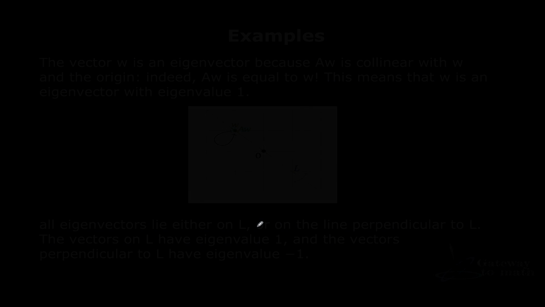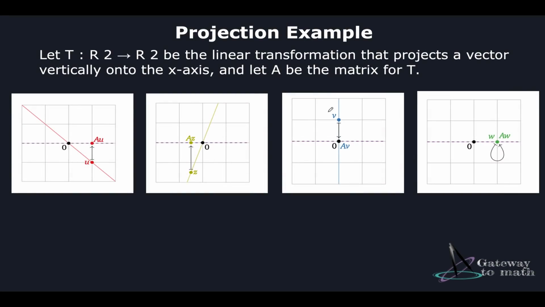We've seen this. So, projection example. Let T again be the transformation function from R2 to R2, a linear transformation that projects a vector vertically onto the x-axis, and let A be the matrix for T. So we have the matrix A, which is doing the transformation T from the R2 plane, that is the two-dimensional plane, onto the x-axis. So this value is projecting here on the x-axis.